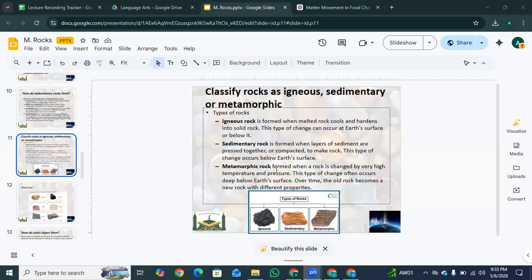Okay, so see this diagram. This is the igneous rock, this is sedimentary rock, and this is metamorphic rock.